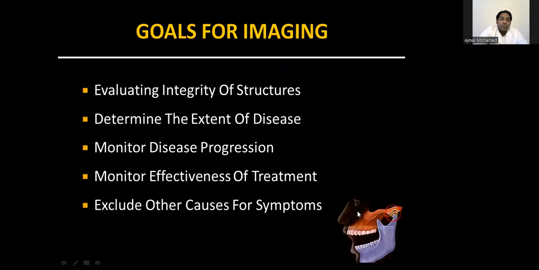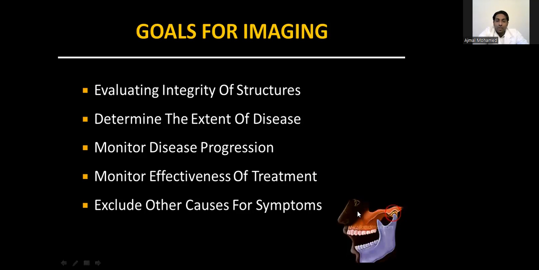So coming to the goals for imaging: why do we actually image a TMJ? What is the purpose of doing an imaging investigation for the TMJ? The first thing is to evaluate the integrity of the structures. Structures means the hard tissues, that is the bones of the TMJ, and the soft tissues, which contain the disc, the muscles of mastication, the tendon, the ligament, all these things. Next is to determine the extent of disease, if it is present or not.